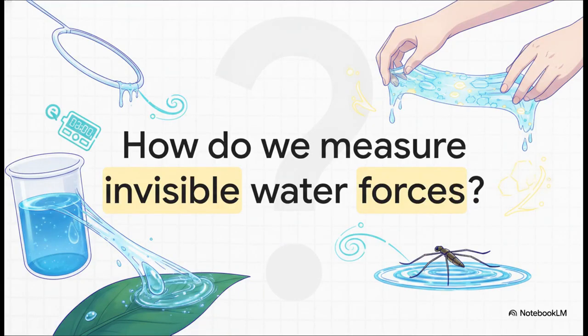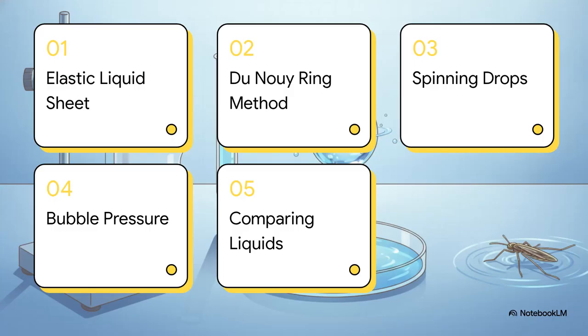So before we start looking at heavy lab equipment, we've got to ask a pretty fundamental question. How do we measure something we can't even see? We're dealing with intermolecular bonds that are vanishingly small, yet they dictate the physical boundaries of literally every fluid on Earth. To pull this off, scientists use some seriously clever experimental methods to translate those microscopic interactions into actual macroscopic data we can record. Here's our roadmap for today.